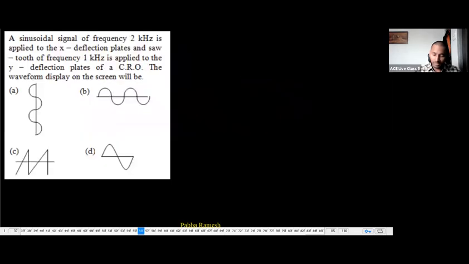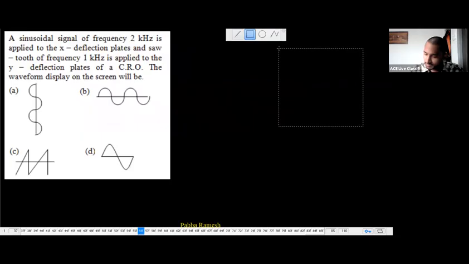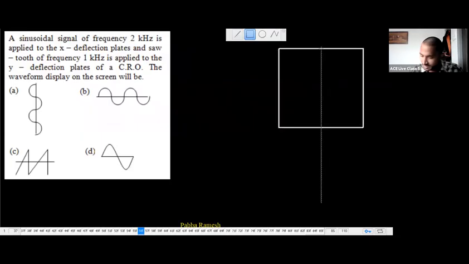Right. Now, this one. Kindly don't write anything. I will answer this. See, this is the CRO screen. This is the CRO screen. Right? And this is the center axis.